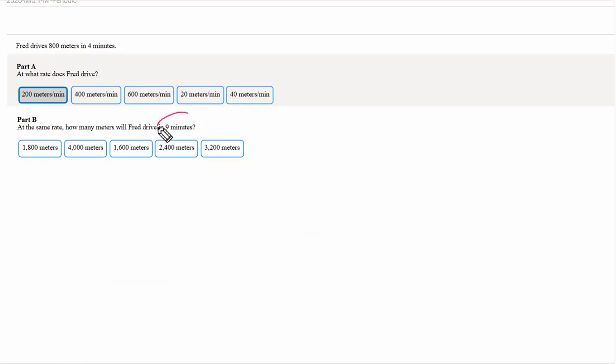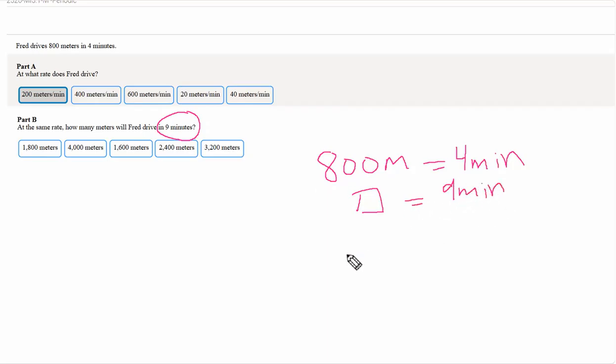Next, what you can do here is again cross multiplication, and cross multiplication is more useful for more difficult, larger numbers. So 800 meters is covered in 4 minutes, and then the next one, how many meters? We don't know, box, is covered in 9 minutes. We'll do cross multiplication. 800 times 9 is 7200, equals 4 times box. Box is the one we're looking for. So 7200 divided by 4.